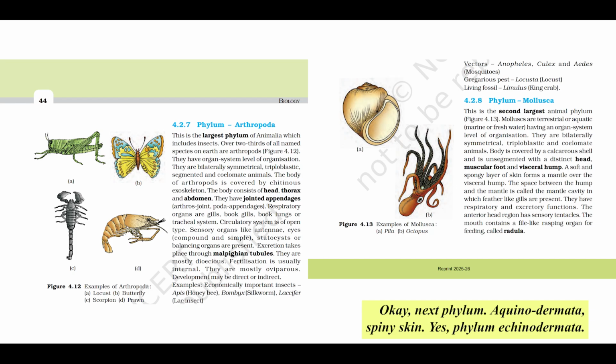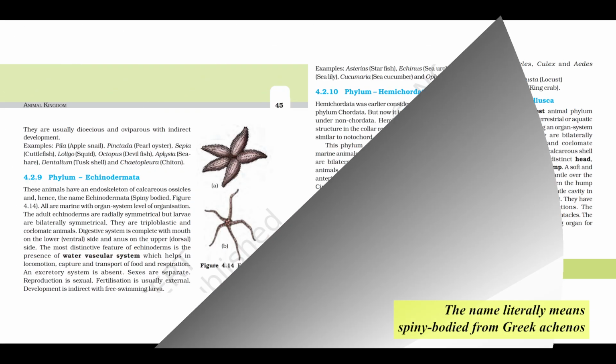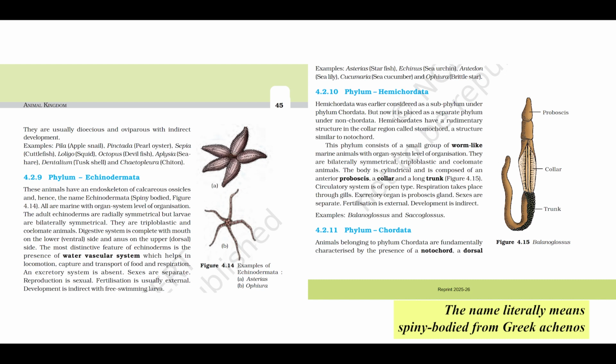Okay, next phylum. Echinodermata, spiny skin. Yes, phylum Echinodermata. The name literally means spiny-bodied, from Greek echinos, spiny, derma, skin, referring to their distinctive endoskeleton. This internal skeleton is composed of numerous small hardened plates or spines called calcareous ossicles embedded within their skin, giving them a rough or spiny texture. A key point: all echinoderms are exclusively marine animals, so you won't find them in freshwater or on land. Organizationally, they are at the organ system level, are triploblastic and coelomate animals, possessing a true coelom, which is extensive.